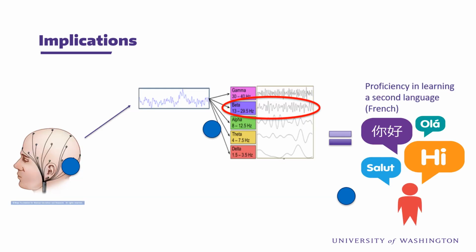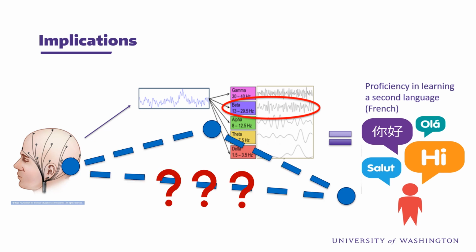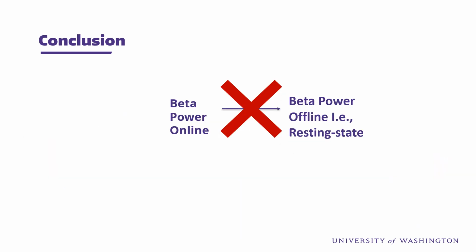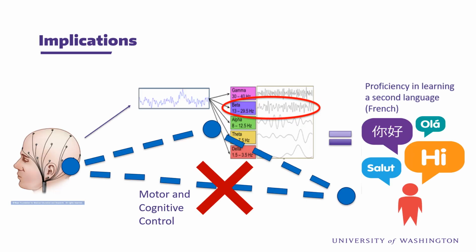Ultimately, the goal is to connect the dots between these concepts, which will allow us to not only determine the aptitude of learning a second language, but also inform our understanding of the nature of learning a complex skill more generally. In conclusion, our results demonstrate that the role of beta power online is not the same as the role of beta power offline. More specifically, this means that one's motor control and cognitive control capabilities cannot be used to predict one's aptitude in learning a second language, but more generally, this suggests that there's a distinction between online and offline neural indices.